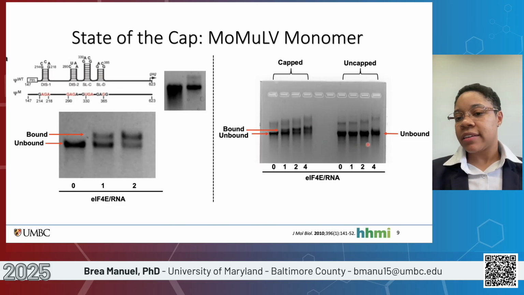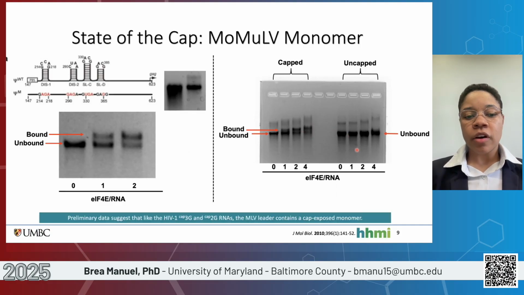We also did this in the presence of an uncapped control, just to be sure that we have specificity for the cap, and we don't see any migration here. So our preliminary data suggests that, like the HIV-1 cap3G and cap2G RNAs, the MLV leader contains a cap-exposed monomer.